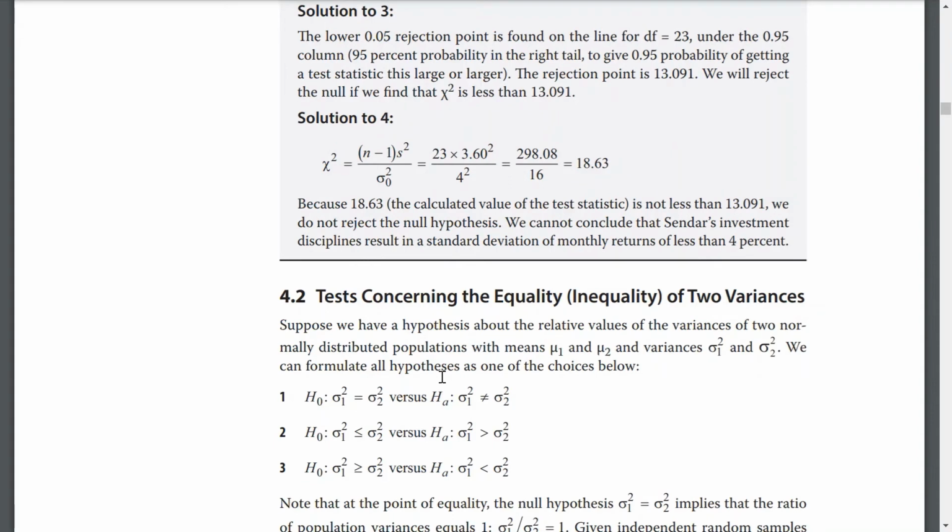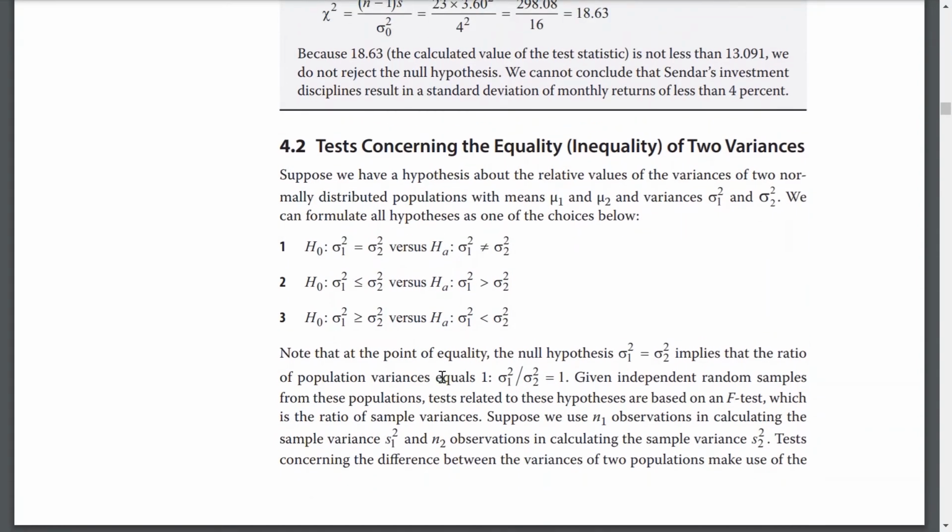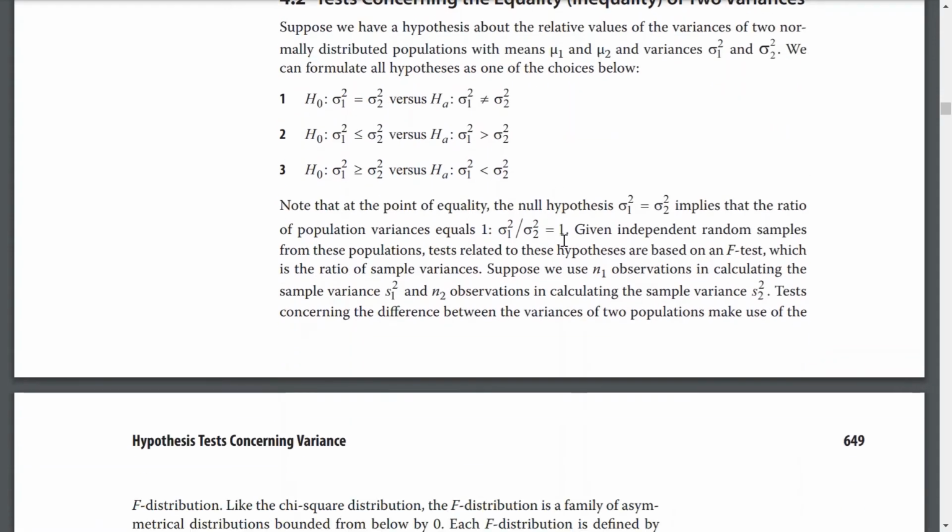Tests concerning the equality or inequality of two variances. Suppose we have a hypothesis about the relative values of the variances of two normally distributed populations with means of mu1 and mu2 and variances of variance 1 and variance 2. We can formulate the hypothesis as one of the choices below. Note that at the point of equality, the null hypothesis that variance 1 equals variance 2 implies that the ratio of population variances equals 1, given that this condition is true.